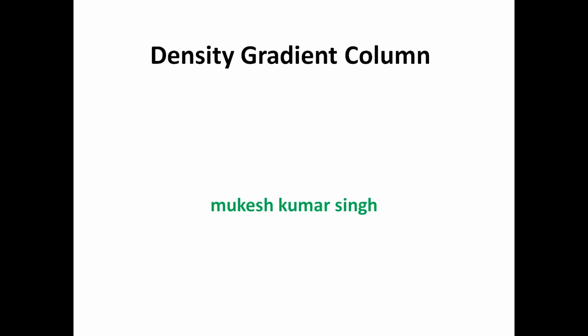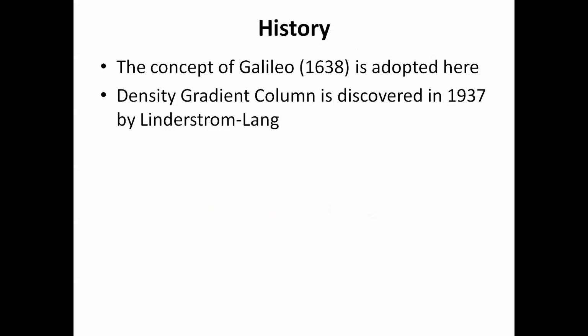Today we will discuss the density gradient column for density measurement of textile fibers or polymers. The concept of Galileo, adopted in 1638, has been adopted here. How the Galileo concept has become useful to design this equipment. The density gradient column was discovered in 1937 by Lindström and Lang.